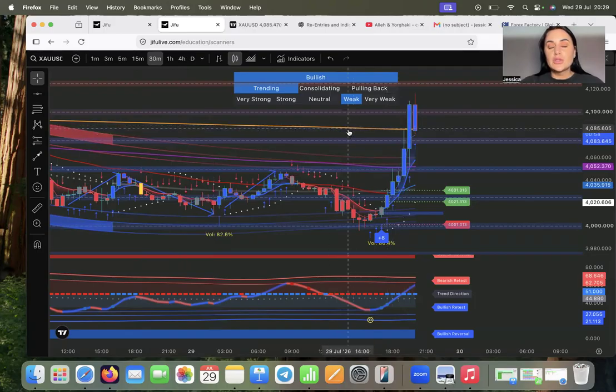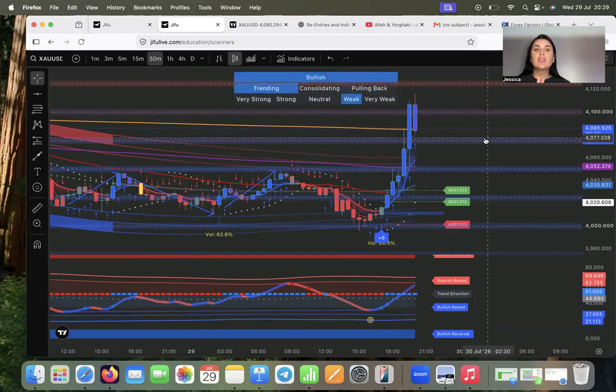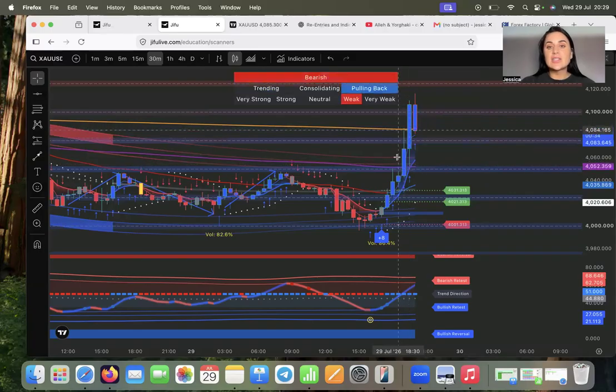Okay, so these 2 lines are magnet to price. What I mean by that is price is drawn to these zones. Something has happened within the chart that has created these lines to tell me that price is going to come back to these lines at some point or another.